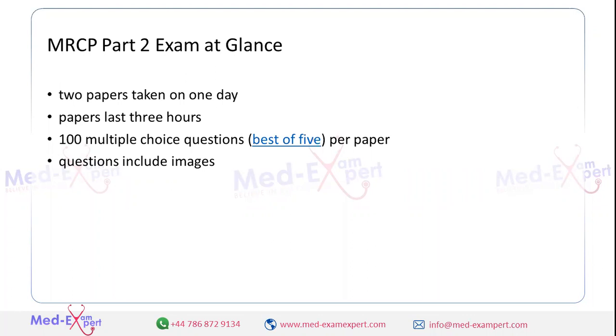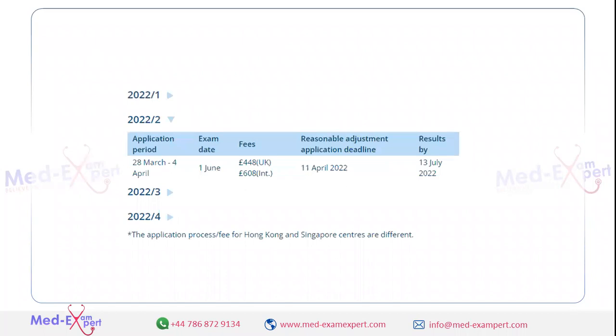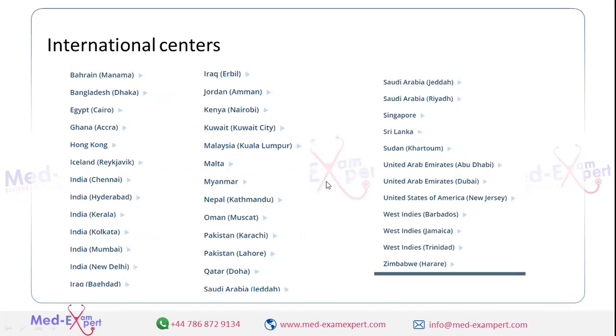So you need to prepare separately for these image-based questions, because you need to identify the different clinical conditions associated with these images. Again, it's an offline exam, and currently it is also conducted in an online pattern. So these are the upcoming exams. We have 4 diets for MRCP Part 2. The next exam is on 1st of June, and the application process remains the same. The international centers which offer these exams are the same centers as for Part 1, so you can choose the nearest center to where you are practicing.